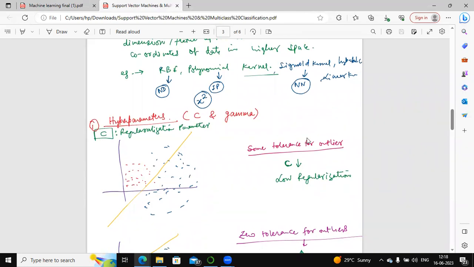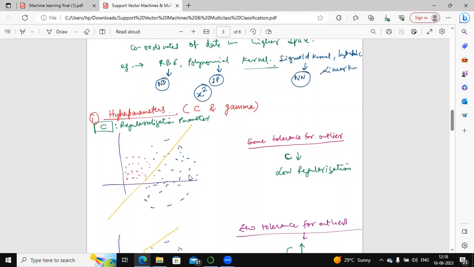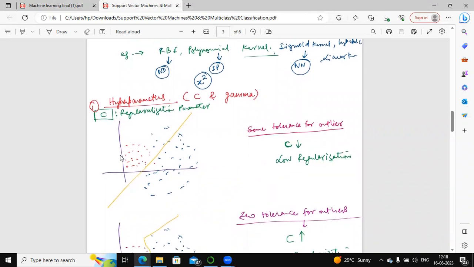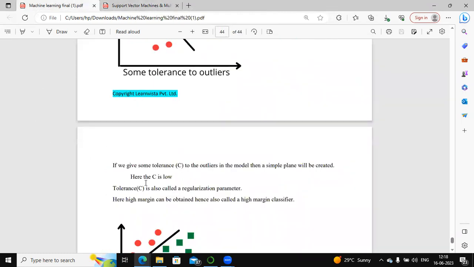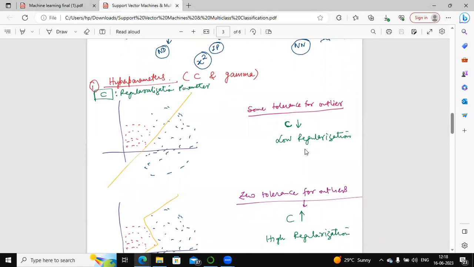So when you give some tolerance for outliers, then we have low regularization, and that is a low C value, low tolerance. Okay, then what happens is that we will have a higher margin. That's one advantage of having a plane, that is, when we allow some tolerance, there is the advantage that we get a higher margin. That's what has happened in this case. So we have some tolerance for outliers, so low regularization.